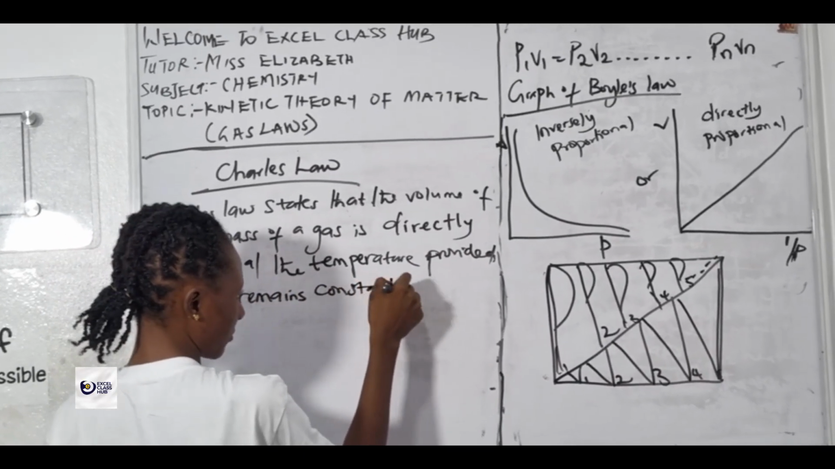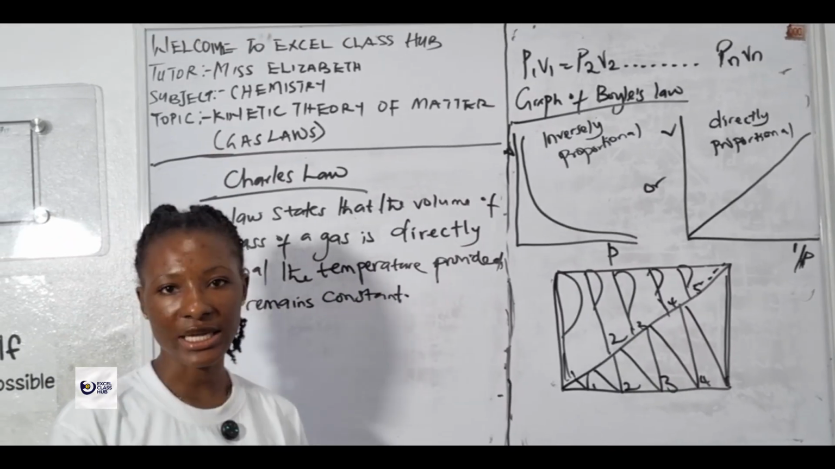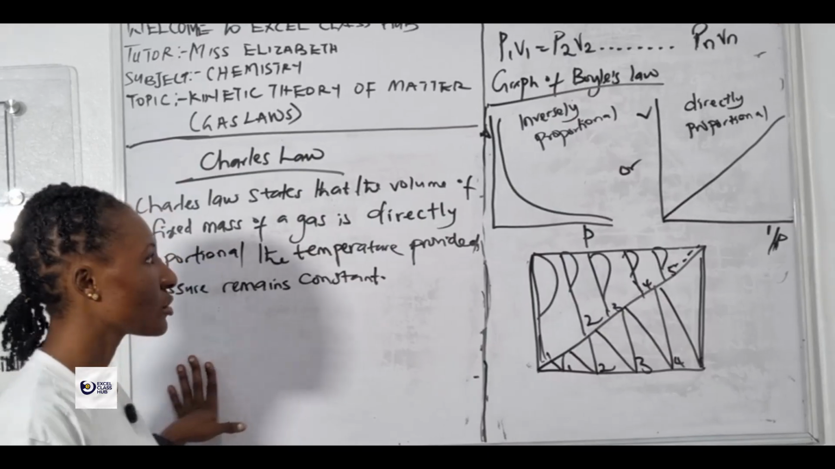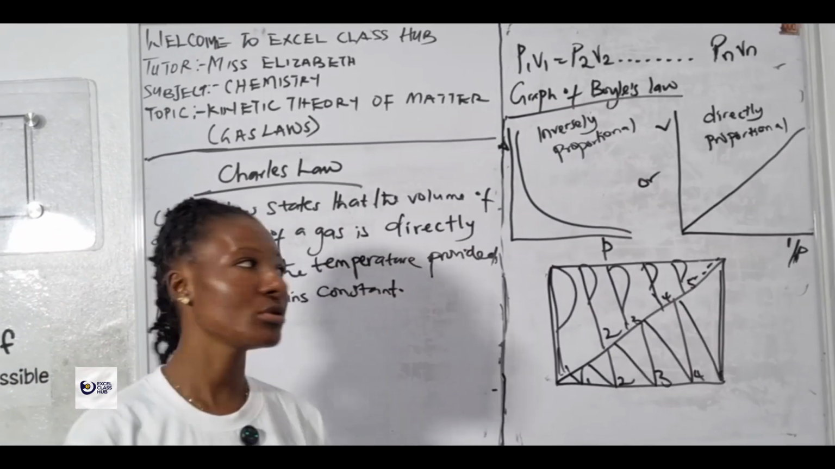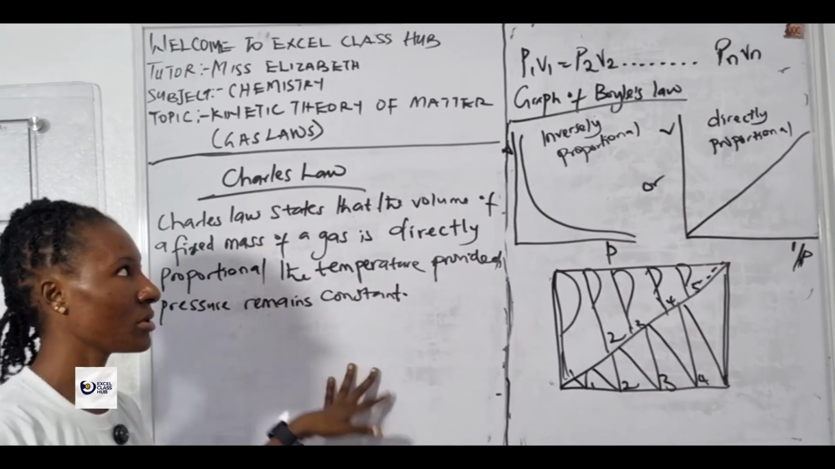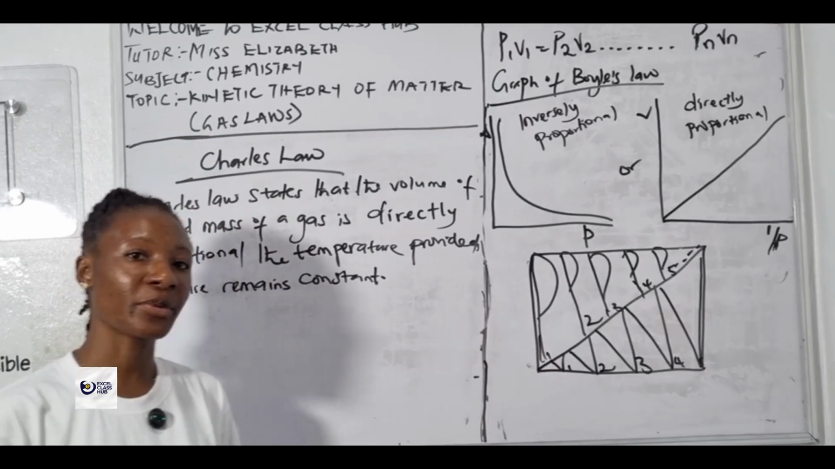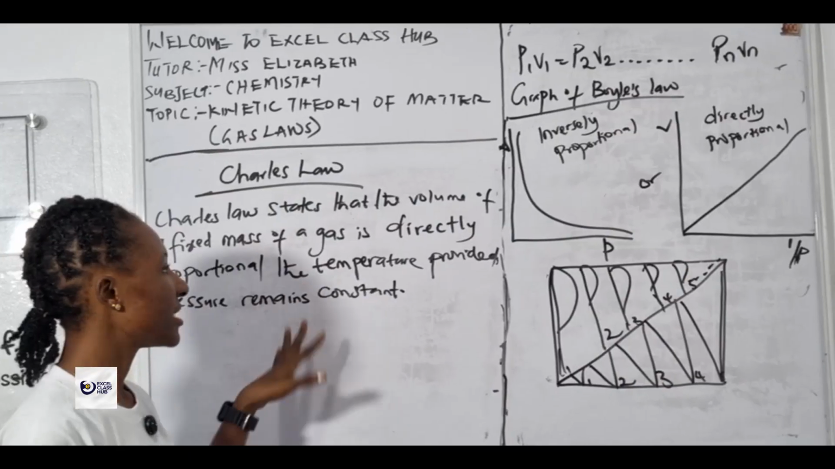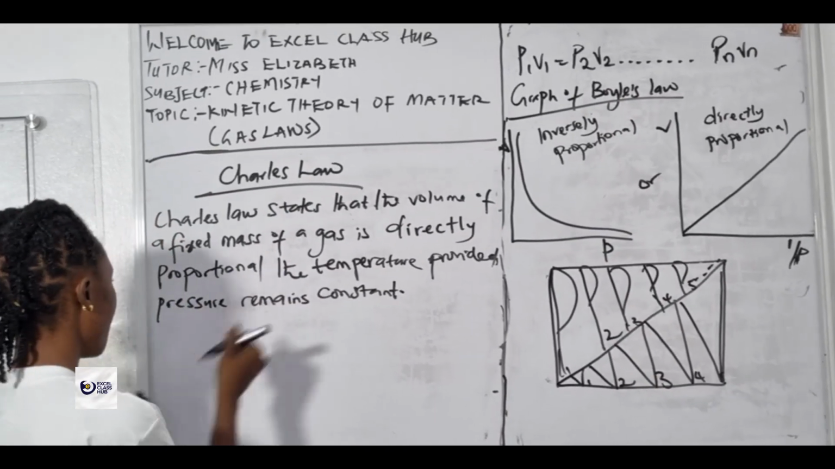Now, in this case, unlike Boyle's law, which states that the volume of a fixed mass of gas is inversely proportional, in Charles' law, the volume of a fixed mass of gas is directly proportional to the temperature, provided pressure remains constant. In the case of Boyle's law, the volume was inversely proportional to the pressure, then temperature was constant. But in this case, it is directly proportional to the temperature and pressure remains constant.